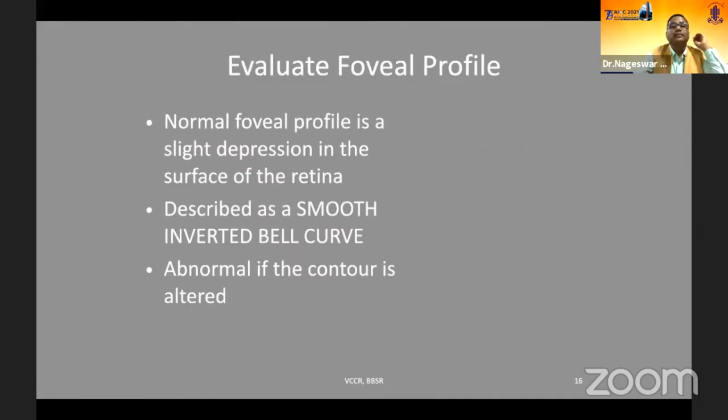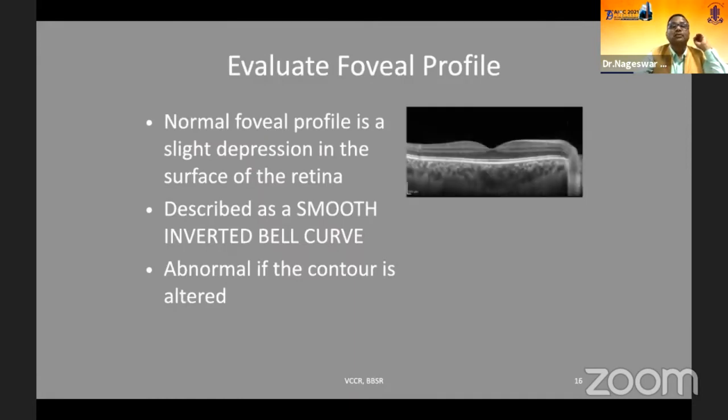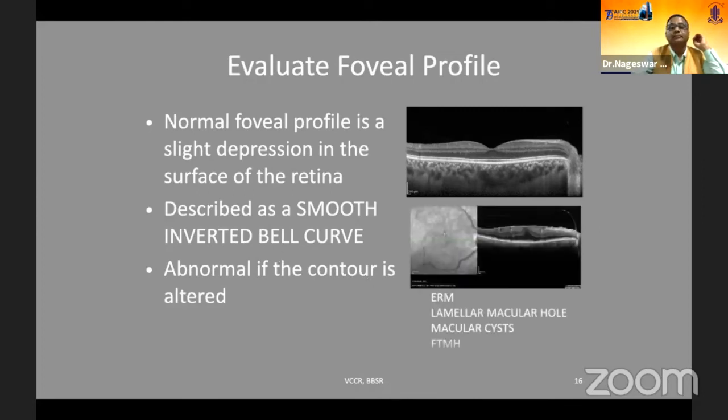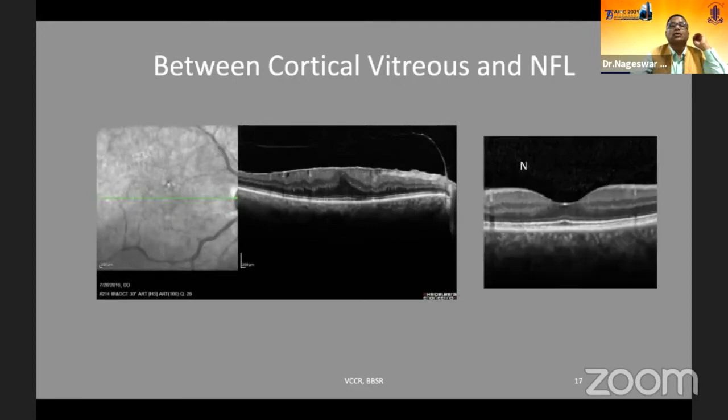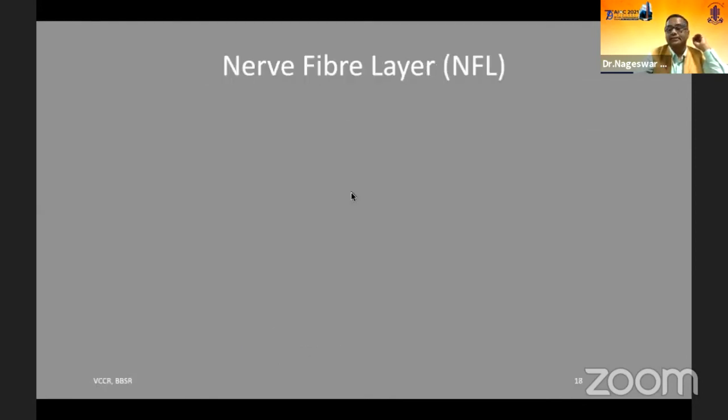How to evaluate the foveal profile? The normal foveal profile is a slight depression in the surface of the retina, described as a smooth inverted bell curve. Abnormally, the contour is altered. Between the cortical vitreous and the nerve fiber layer, usually this is normal, and suppose ERM is there, then it appears like this, and that is called ectopic inner foveal layer, that's EFIL. That means the foveal contour is a little bit changed.